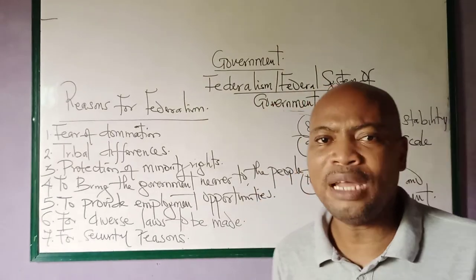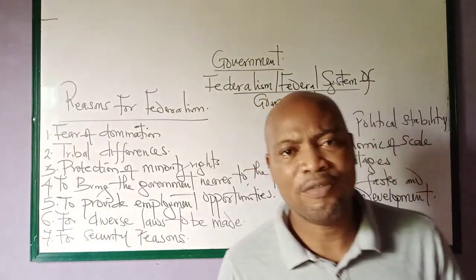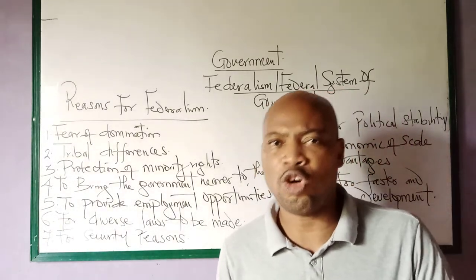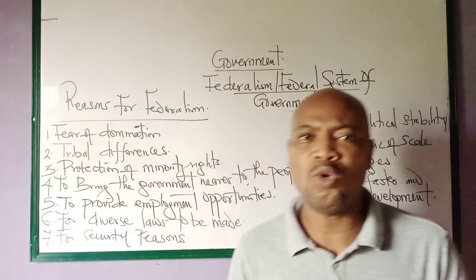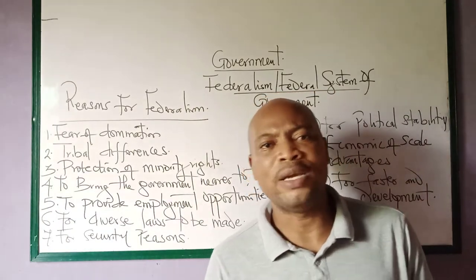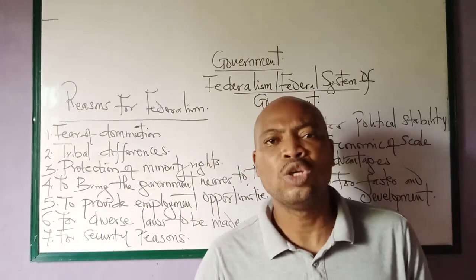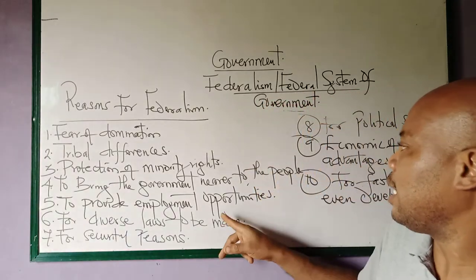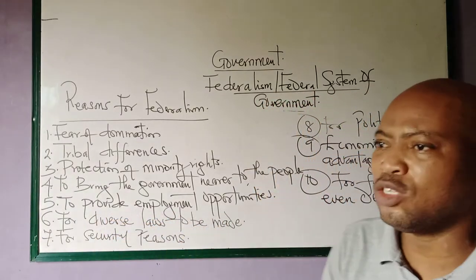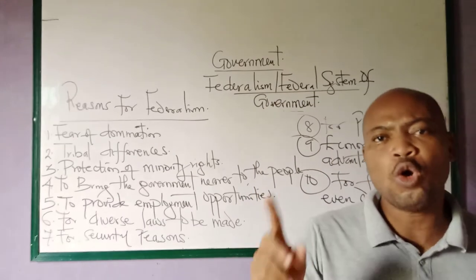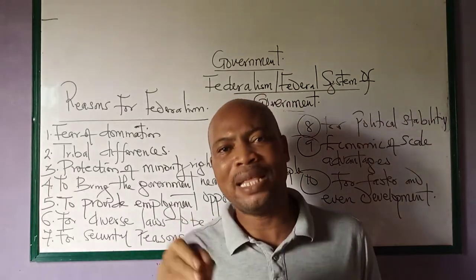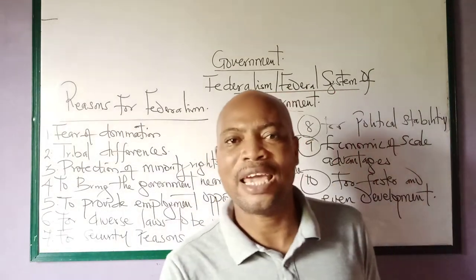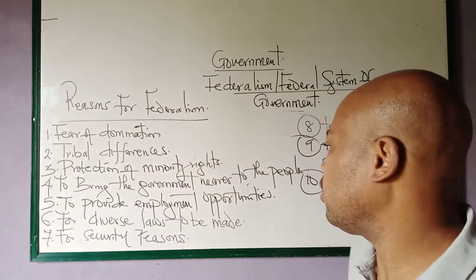Then to bring the government nearer to the people. Of course, you know that under federalism, you have the federal government, you have the state government, and you also have what? The local government. By creating a local government, it will make the government come to the grassroots, to be nearer to the people at the grassroots. Then number five, to provide employment opportunity. As a result of the duplication of governmental offices, employment opportunities are created under a federal system of government.